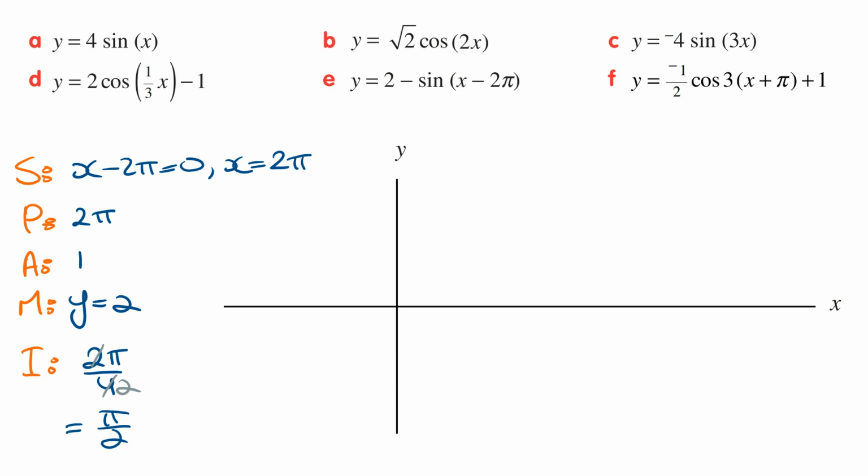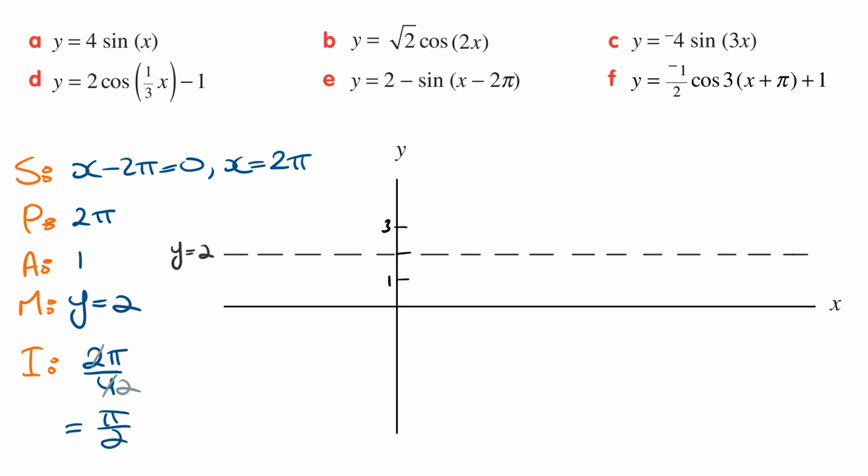And now drawing the midline, this is going to be the line y is equal to 2. The amplitude is 1, which means the maximum value from the midline is going to be 3 and the minimum value is going to be 1. The starting point this time is when x is equal to 2 pi.